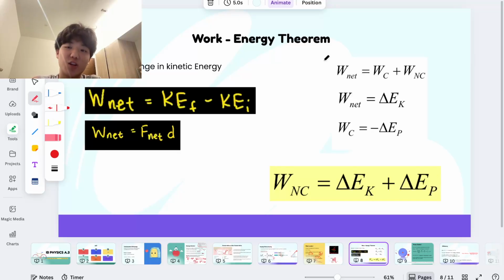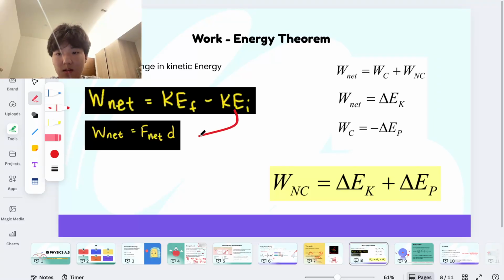Next, the work energy theorem. Net work is basically equal to the change in kinetic energy. And the change in kinetic energy is basically the net force times displacement. So net work is equal to net force times displacement. This is important to know, especially if you have a free body diagram.